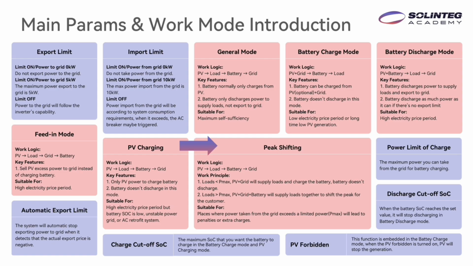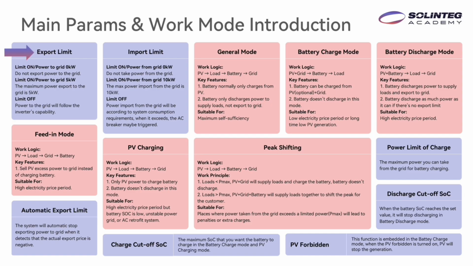And the second situation is when the power requirement from the load is already higher than the Pmax. At this stage, the PV, the grid, and the battery will supply the load together so that it won't exceed the limited power set by the grid operator. So that is all for the working modes. And next, let's take a look at the main parameters.